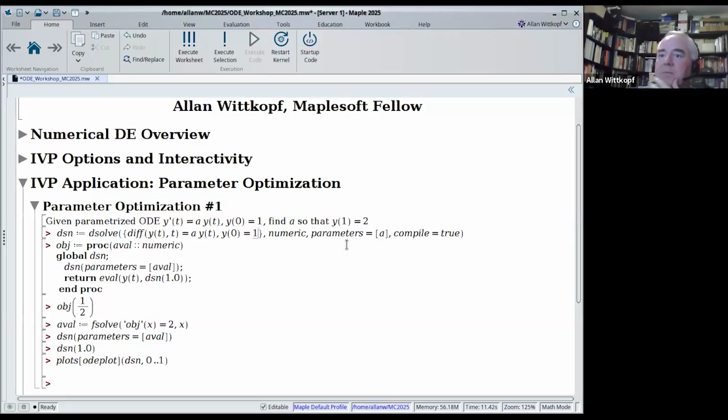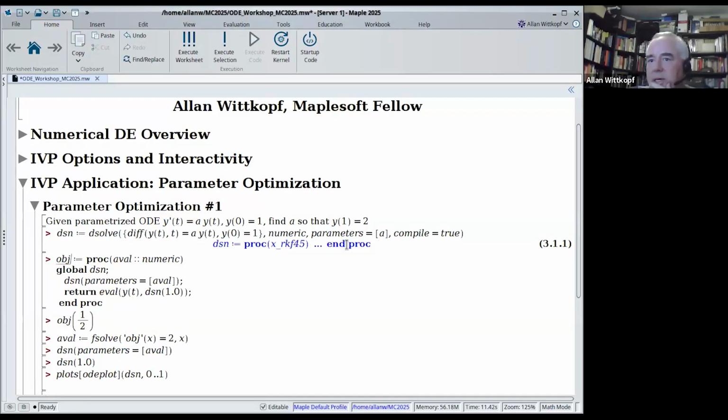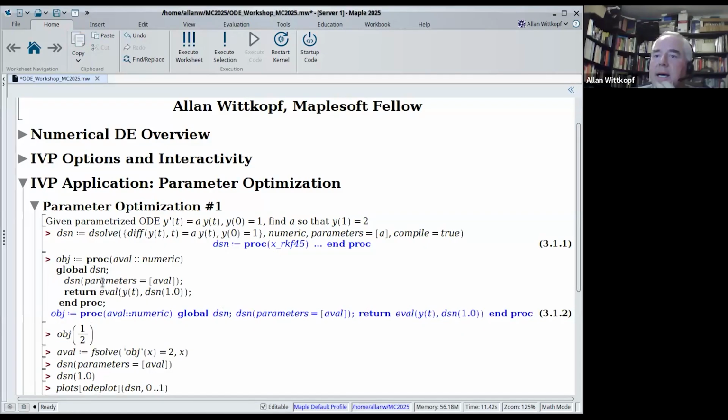So we just define our problem with the parameters. As always, I'm using compile is true. Now, this is a little tricky bit of code. So I'm going to define an objective function that takes in a parameter value and essentially uses this solution procedure directly, which I've declared as global because it's outside. And I call it and set the parameter, and then I just return the value of y at 1.